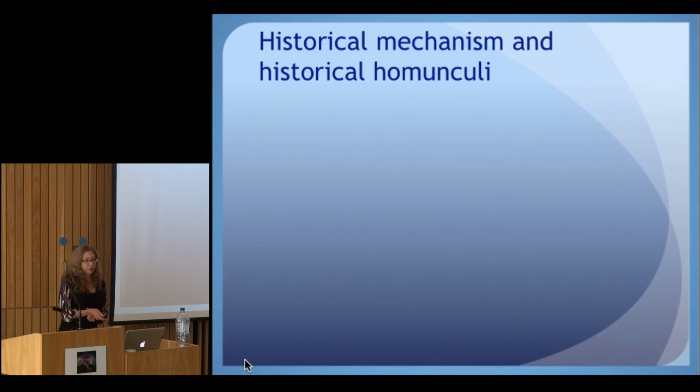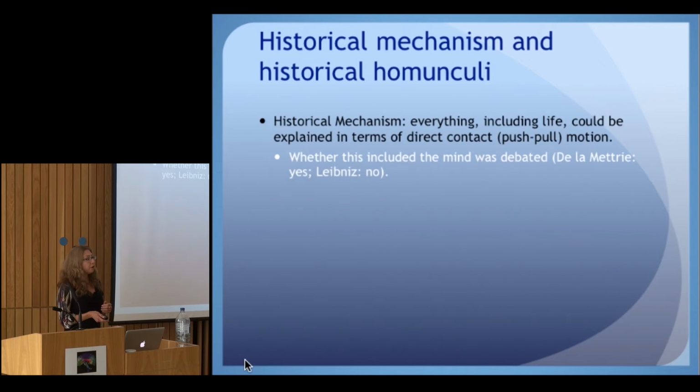Let me step somewhat aside, although not entirely, to models of mechanistic explanation and their constraints. Let's look at homunculi historically first. In the 17th century there was the rise of mechanistic explanation, as contrasted with Aristotelian explanation in terms of final causes and so forth. The whole idea of historical mechanism was that everything, including life, could be explained in terms of direct contact motion. And the model, the metaphor, was a clock, so you had the clockwork person and so forth.